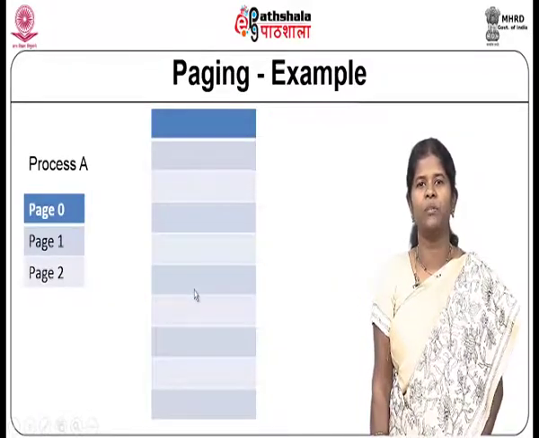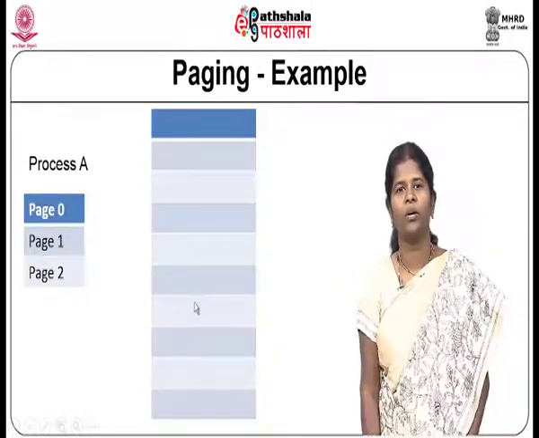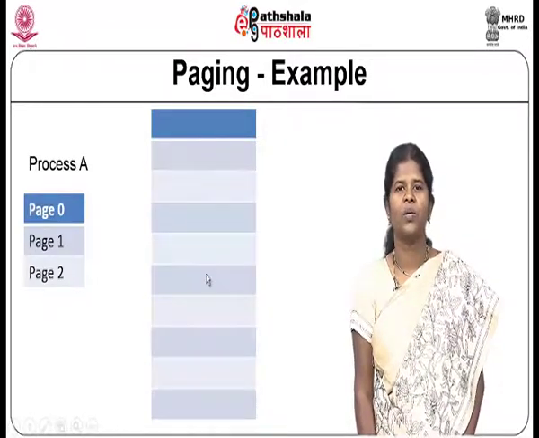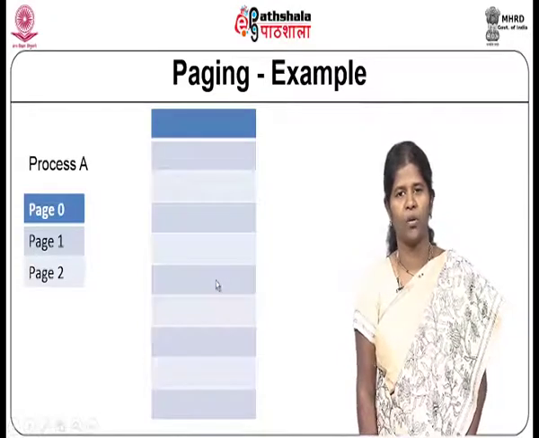Now, we will see an example of how different frames are allocated for different processes when multiple processes come in and go out.